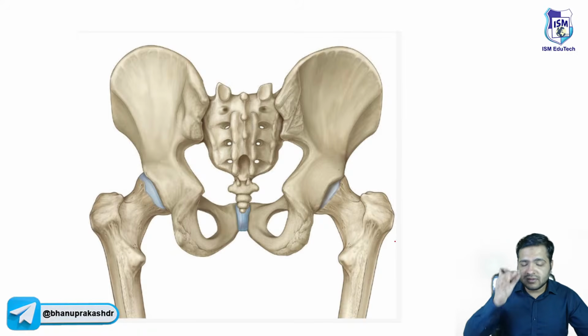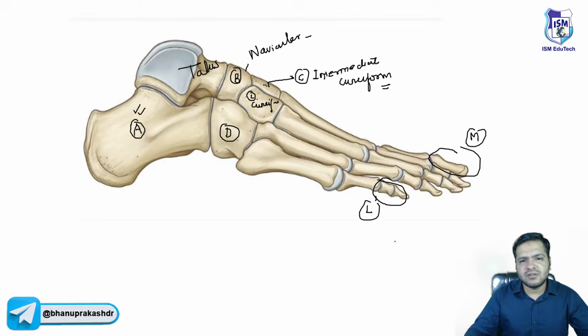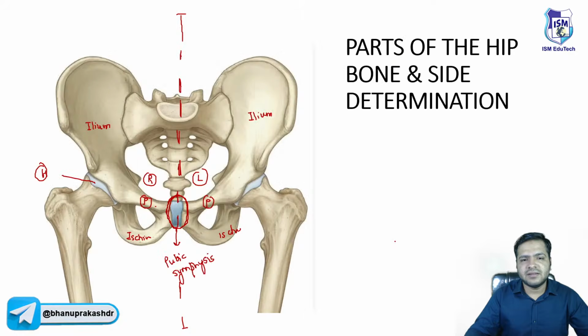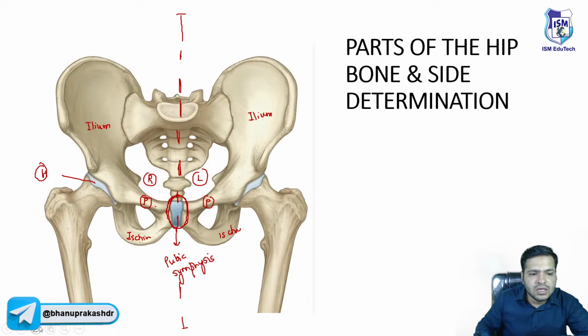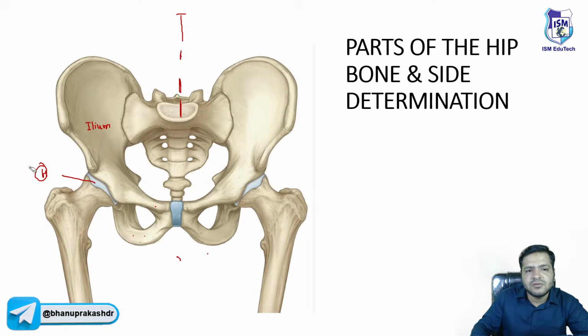Okay, now this is the posterior view. Okay, chalo, I'll come to this also. Now let us just start with the parts of the hip bone, parts of the hip bone, and side determination. Okay, now beta, remember the hip bone. Okay, so let us just start with the hip bone. It's more of like a superior view beta, superior view. Yeah, superior view देख रहे हैं हम लोग.